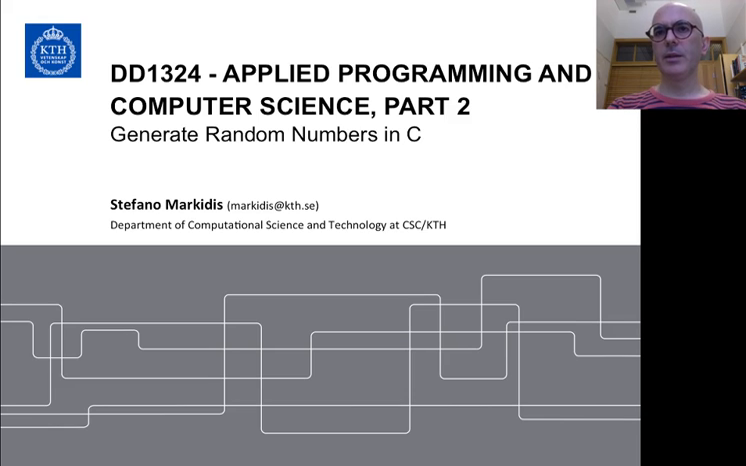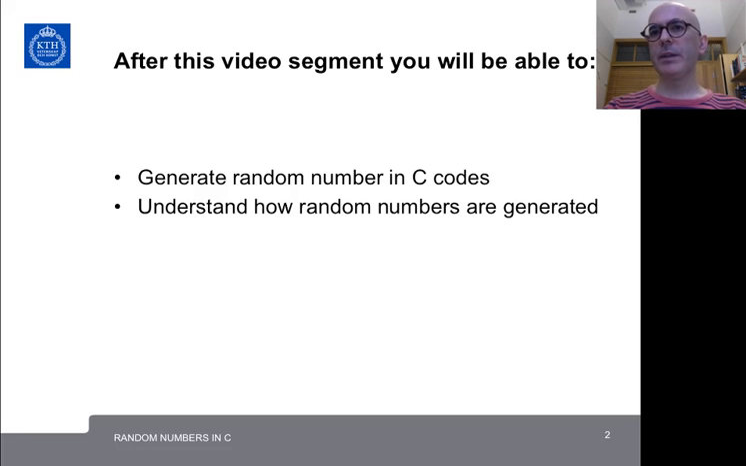Hi, this video segment is about how to generate random numbers in C. After this video lecture, we will be able to reach two main objectives. First, we will be able to generate a sequence of random numbers with two functions from the stdlib library. And second, we will learn how random numbers are generated in C.